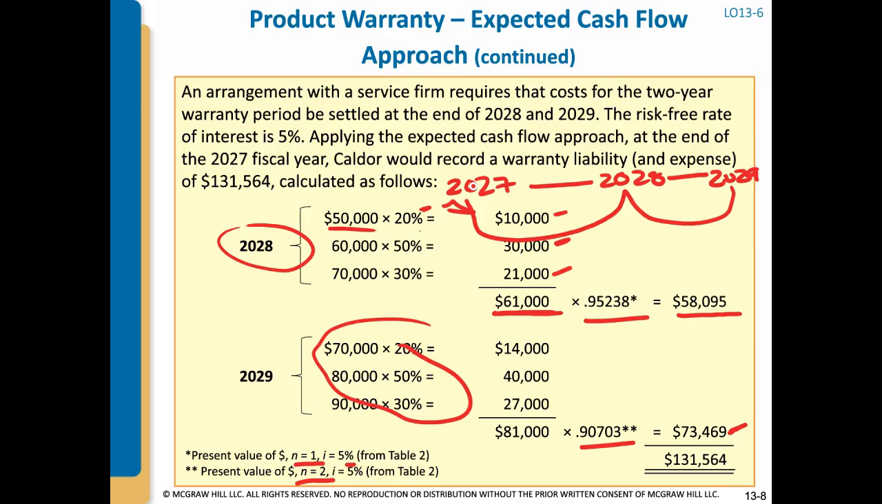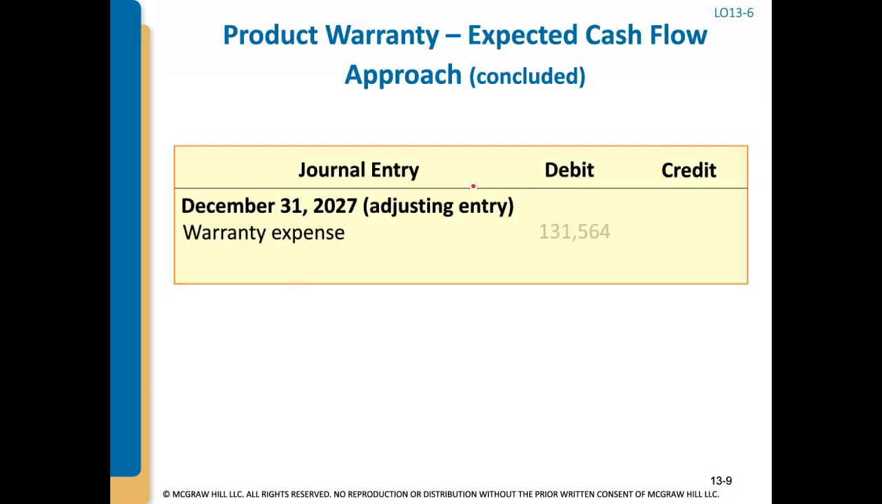I take my 58,000 here and my 73,000 here, and I get $131,564. And that's what we're going to record as our warranty liability at 12/31 when we sold those chairs, because when we have a product warranty, we record the warranty expense and liability associated with it in the same period that we record the sale. So we're going to debit warranty expense for $131,564 and credit warranty liability for $131,564.